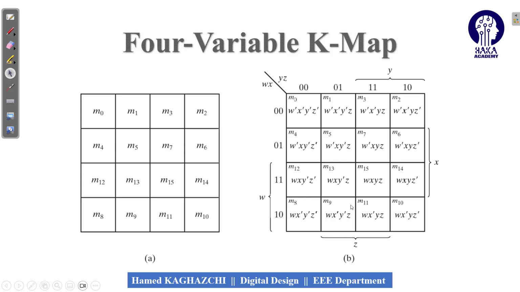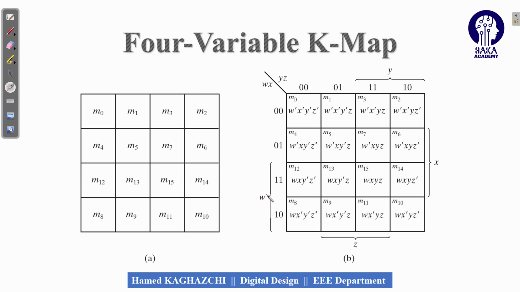Now, as a last type of the K-map, we want to talk about the 4-variable K-map. In the 4-variable K-map, again, we can see that we have W, X, Y, Z. W and X are written for the rows, and YZ is written as the columns. Again, we divide the rows into two sections from here.